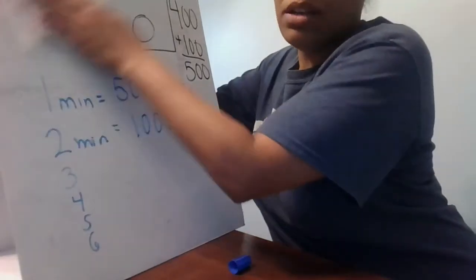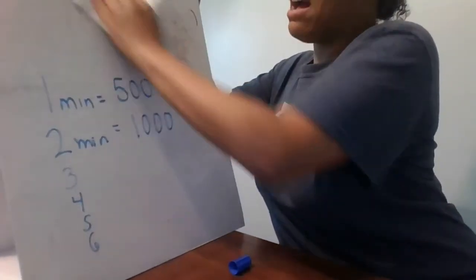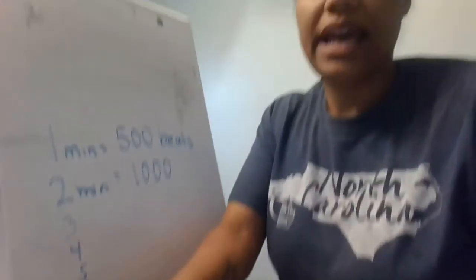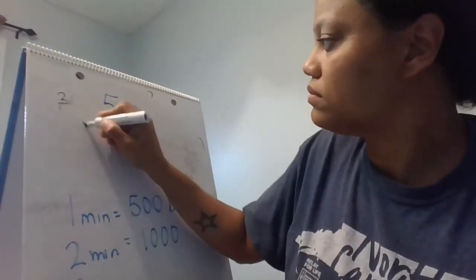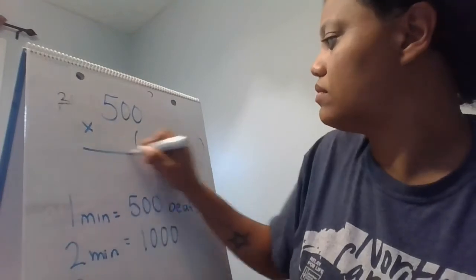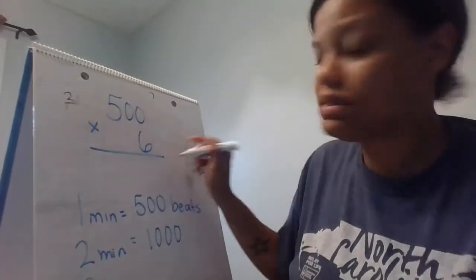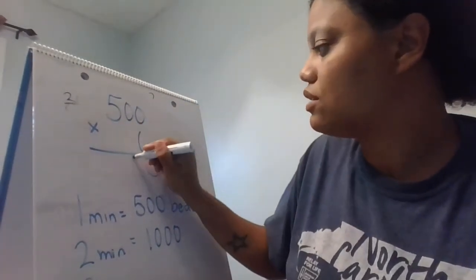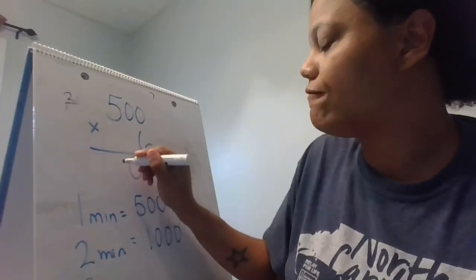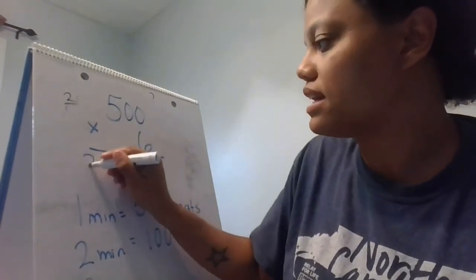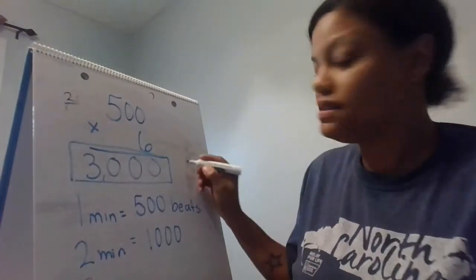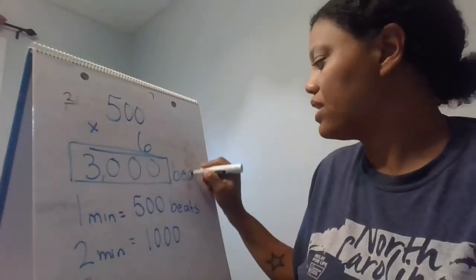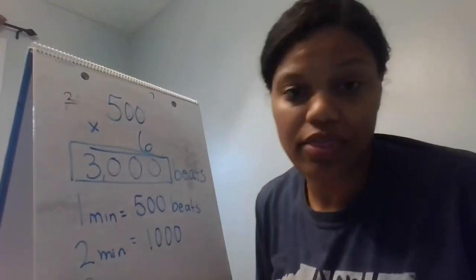And for that one, I'm going to do the standard algorithm since we just did area model. 0 times 6 is 0. 0 times 6 is 0. And 5 times 6 is 30. So in 6 minutes, they would have had 3,000 beats together.